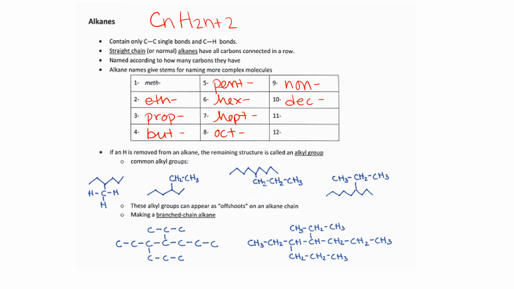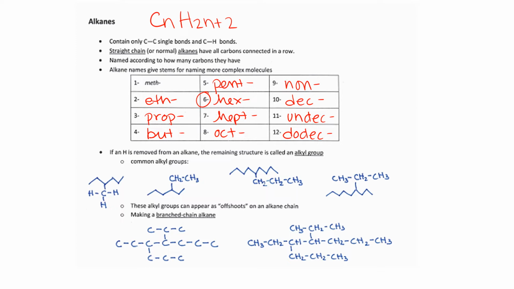10 is dec. And then for 11 and 12, in case you're curious, 11 is undec, and 12 is dodec. Now, we'll never actually have to use those on the exam. On the exam, we only go up to 6 carbons for our longest chain, but it makes it more fun if we know more of them.